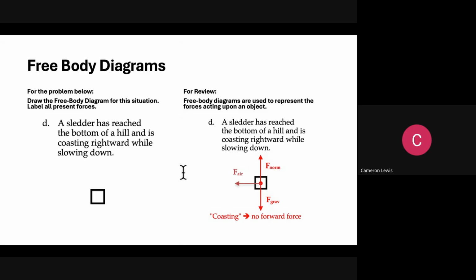Yes, I did say, I don't know if I said that before. Yes, normal force is the force that prevents you from falling through the earth.